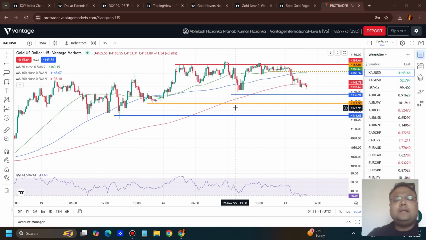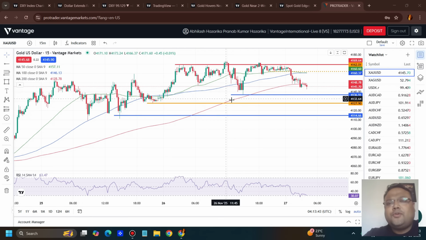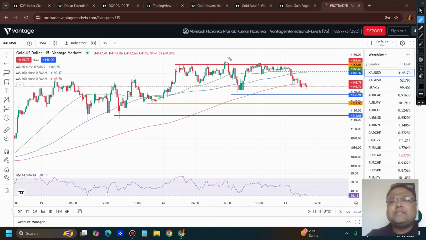So let's get started. And my dear friends, this is the 15-minute chart of gold in front of us. And we can see that after making a high of 4172, 4173, gold is right now trading around 4148, 4149. This is the current market price.